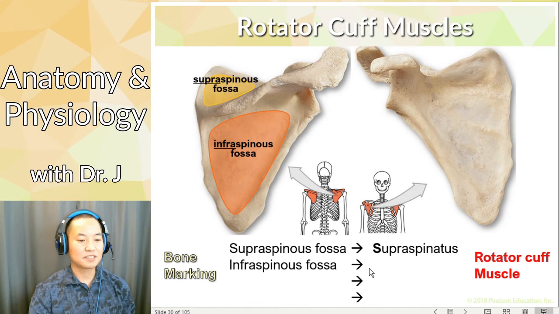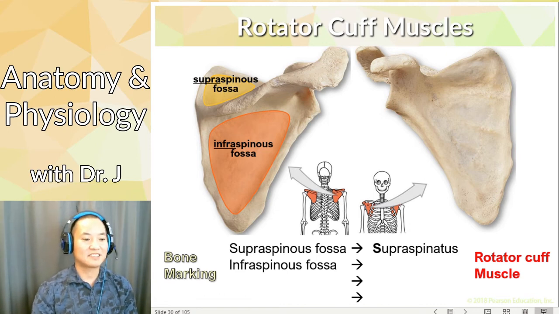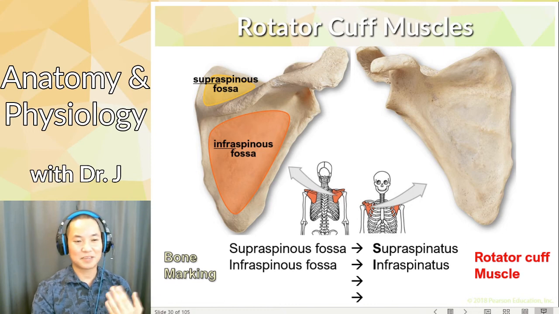And then you have the infraspinous fossa. Hey, what do you think we should call that? If the muscle that attaches to the supraspinous fossa is called the supraspinatus, what should we call the muscle that attaches to the infraspinous fossa? Maybe let's call it the infraspinatus. Again, this is why it's sometimes important to know these markings because things kind of follow suit.